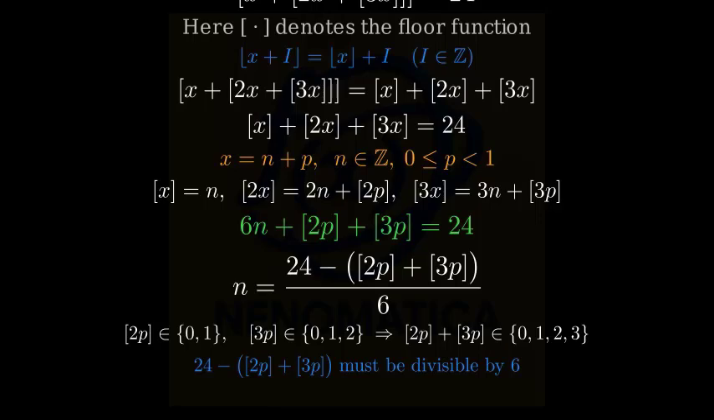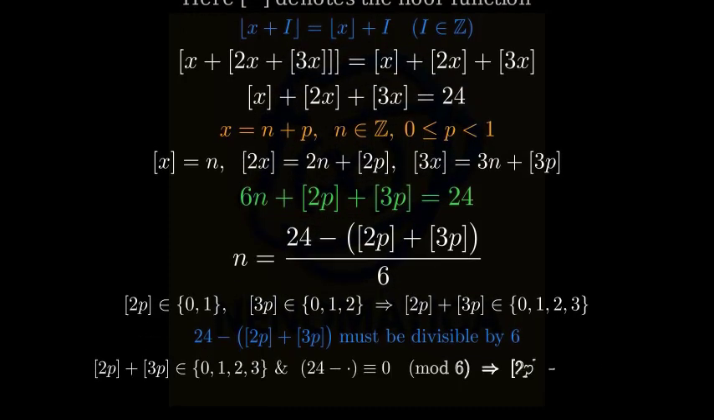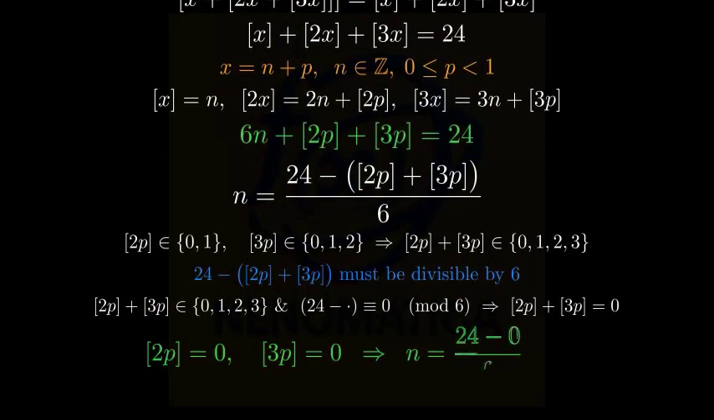Also, because p is between 0 and 1, the floor of 2p can only be 0 or 1, and the floor of 3p can be 0, 1, or 2. So their sum is between 0 and 3. Step 4. Since 24 is divisible by 6, the quantity floor of 2p plus floor of 3p must itself be congruent to 0 modulo 6. But it can only take the values 0 through 3.